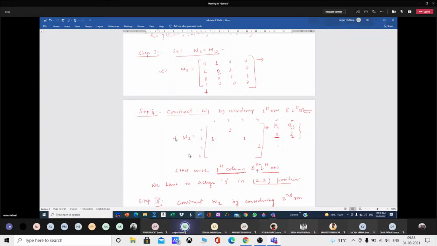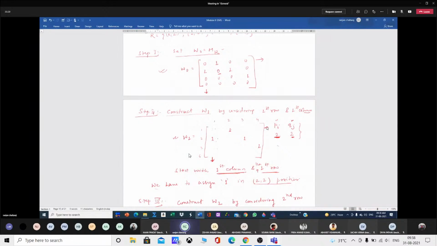Then comes W1. In W1, we should write only the entries 1 and leave the other positions. First we consider the first column and then the first row. In the first column, what is the position where we have 1? First, second, third, fourth... it is 2. So we assign 2 here. Simply symbolize this as Pi and Qj. So it is 2 over here, first column.